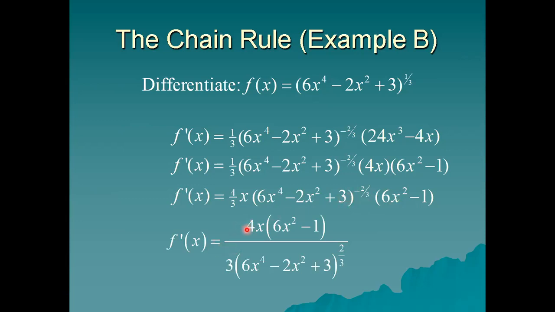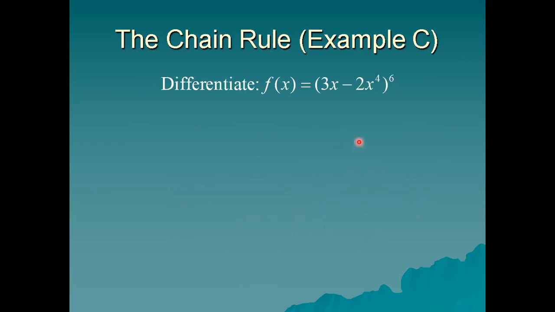Therefore, our final answer is 4x times the quantity 6x squared minus 1, which will remain on the numerator. And then our denominator will be 3 times the quantity 6x to the power of 4 minus 2x squared plus 3, quantity raised to the power of 2/3. And that is our final answer for this example.